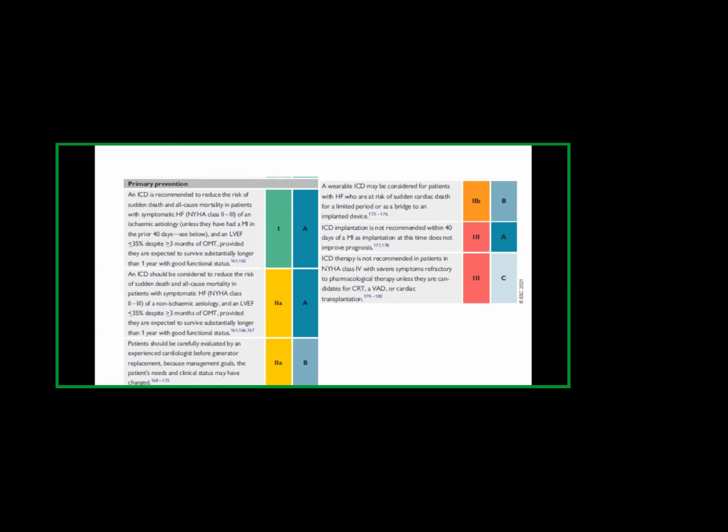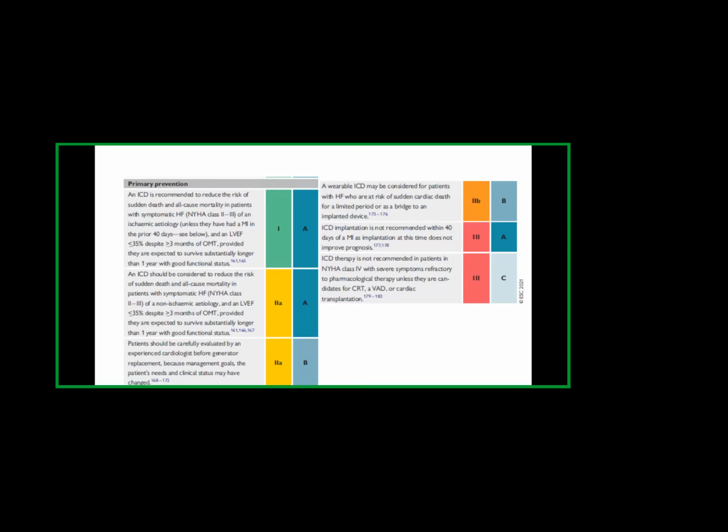Then, of course, other recommendations in the guidelines say that patients should be carefully evaluated by cardiologists before generator replacement, okay? Because clinical status may change. So, of course, it's the cardiologist that will select the patients and all that. Okay, there's also room for a wearable ICD in heart failure patients who are at risk of sudden cardiac death. So if you don't put a device inside, there are other superficial ICDs. This is a class 2B that can be used temporarily.